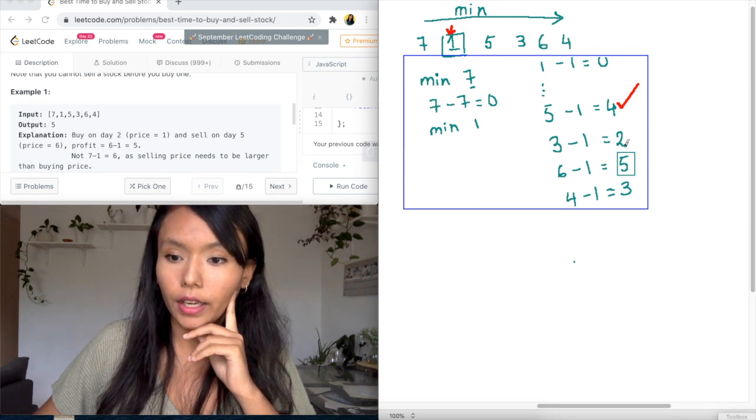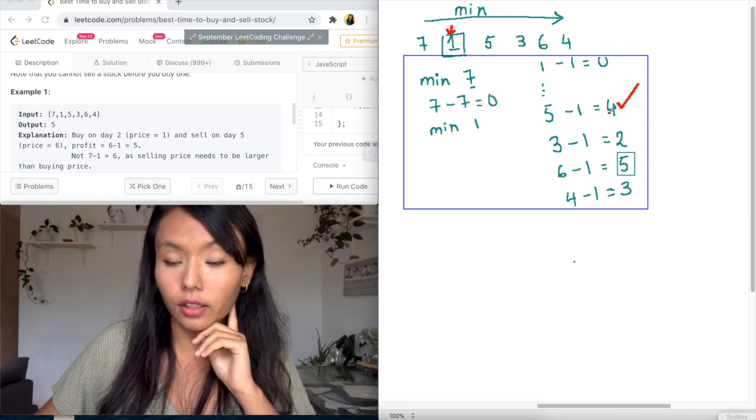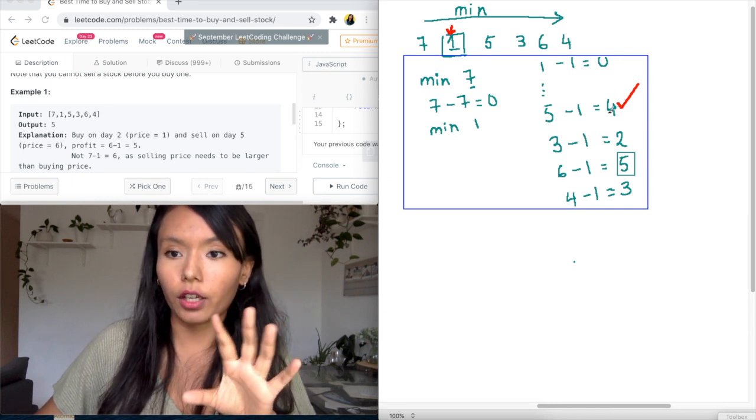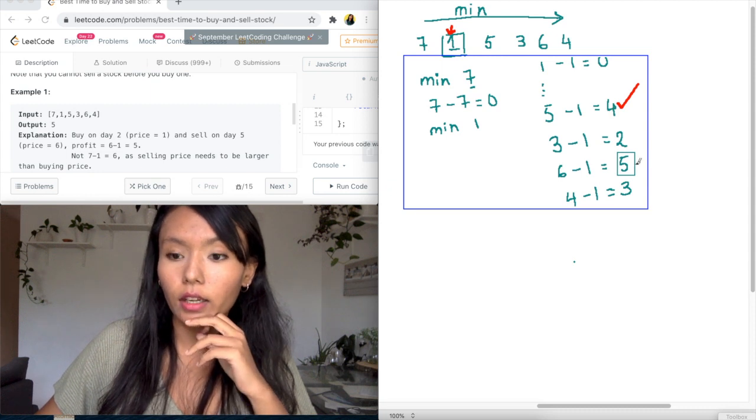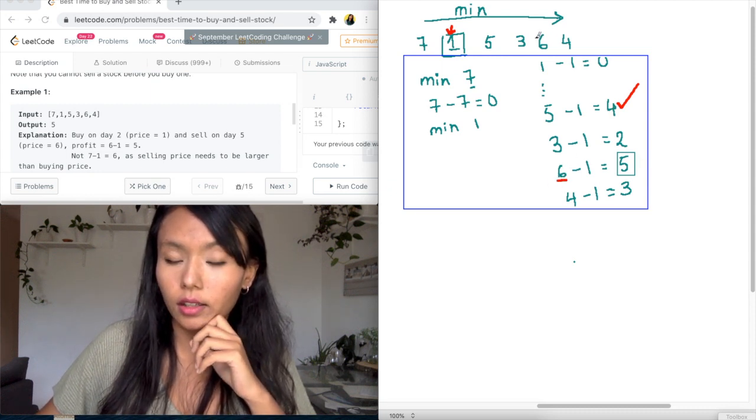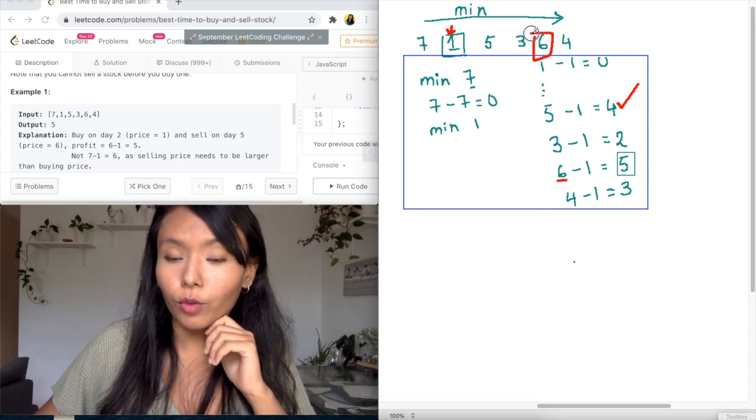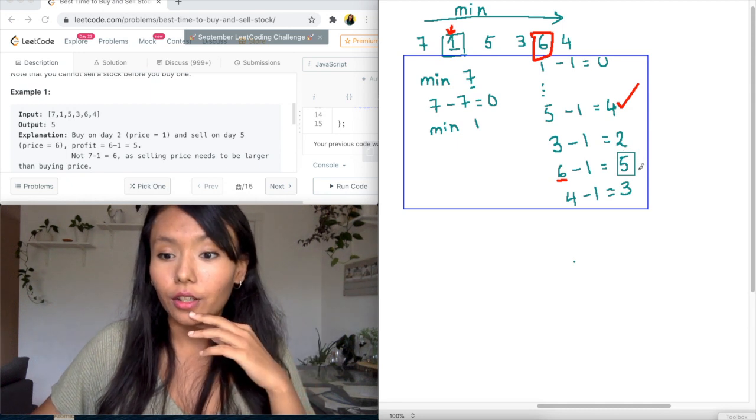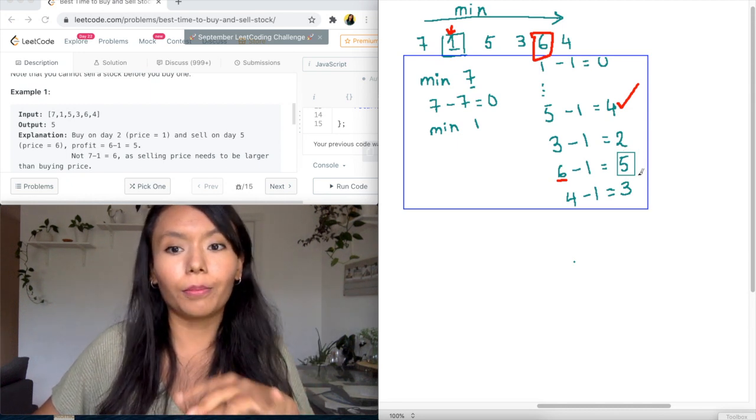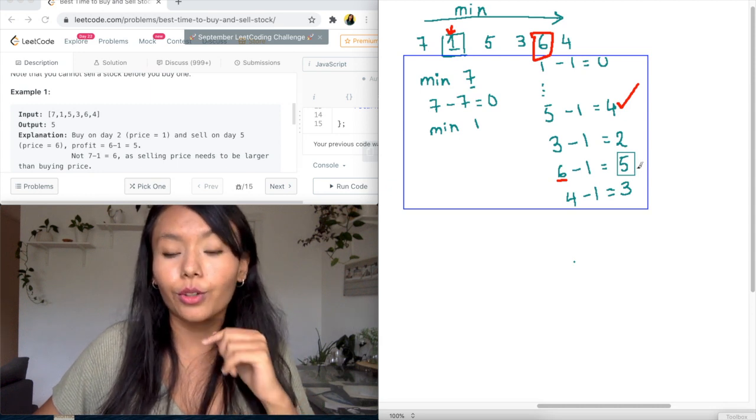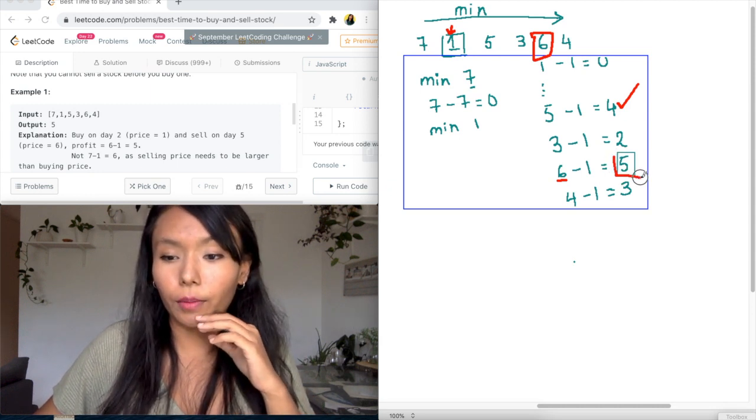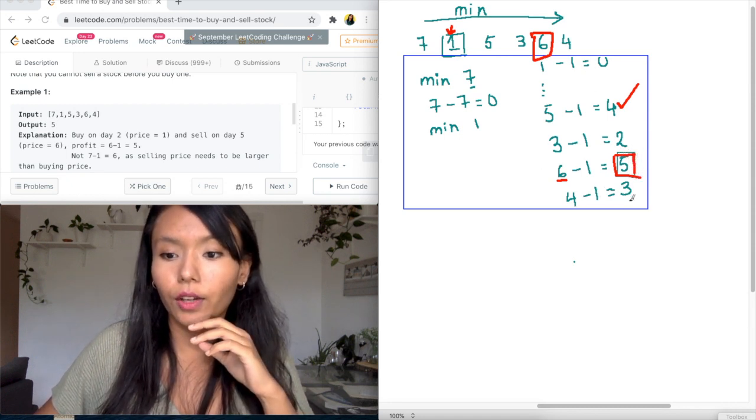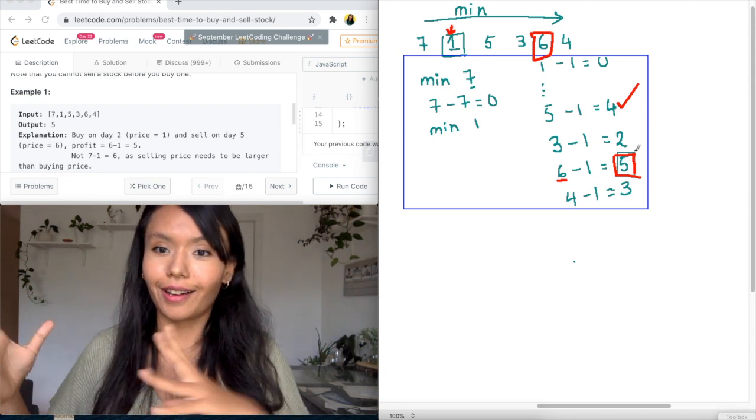And then we keep going, and then it's 3. So 3 minus 1 is 2, so it's still 4, the value that is currently stored. And then we reach 6, day 6. This is the day we want to sell, which is going to give us the highest profit. 6 minus 1 is 5. So this is when we update our max profit variable to say, hey, this is the answer. Then there's one more value left, the last value, which is 3, so our max profit doesn't update anymore.